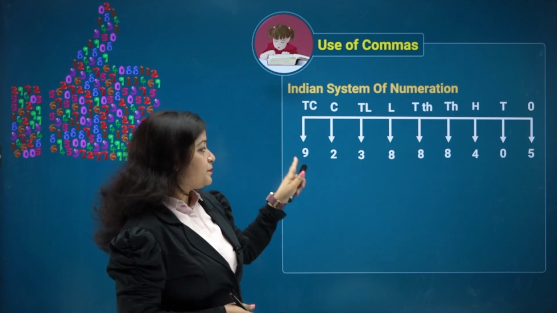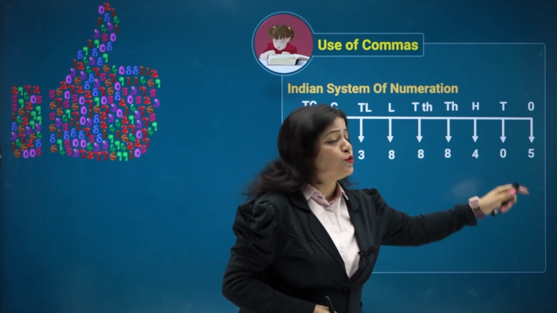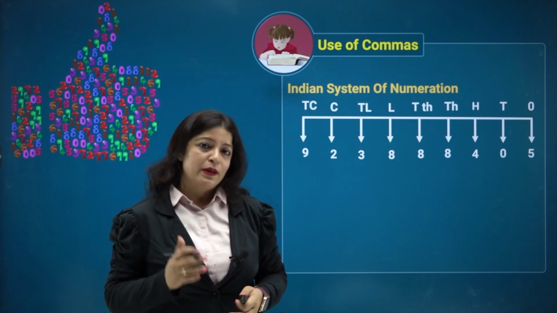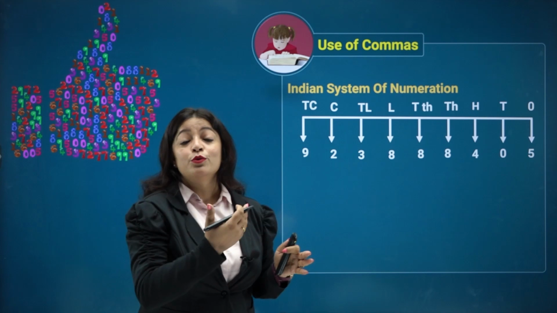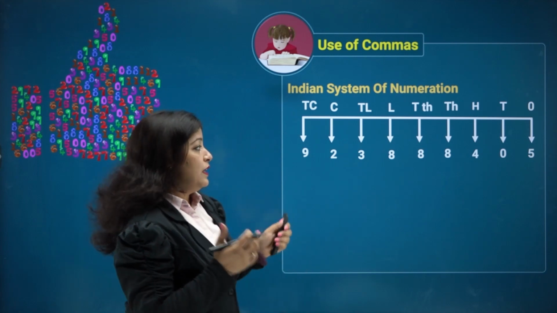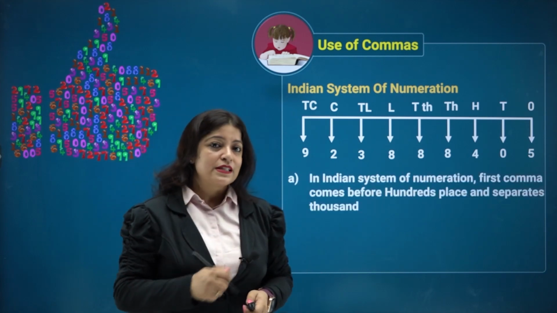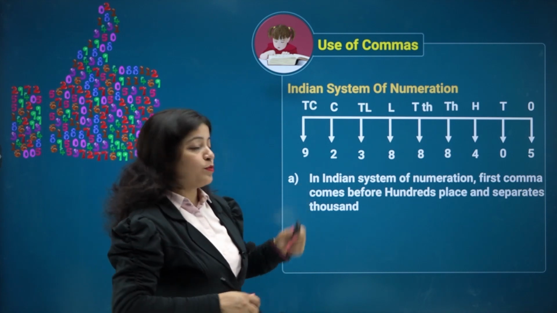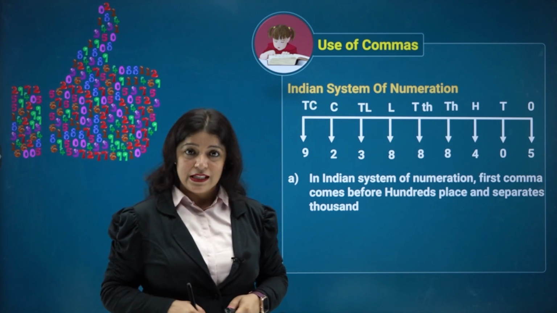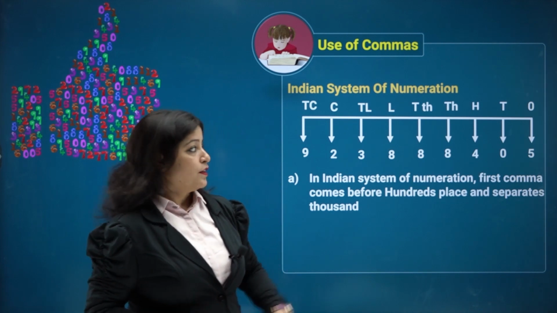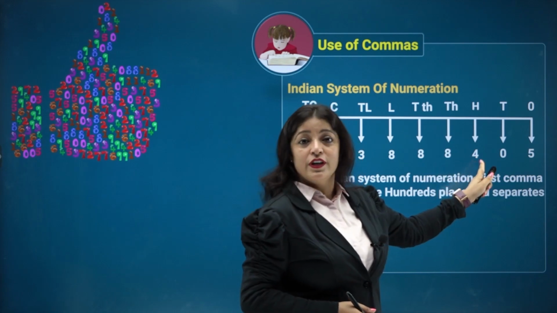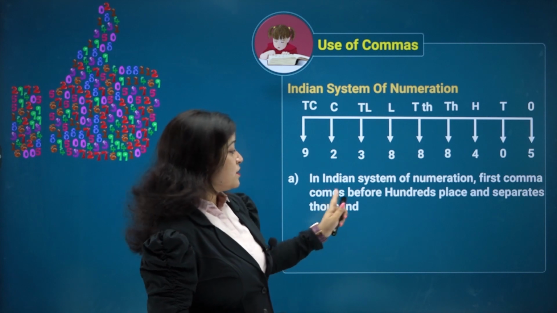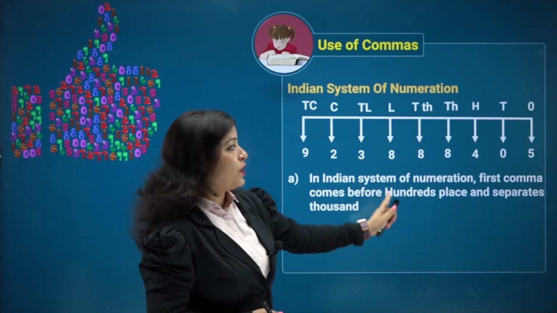So if there is a number 923888405, it becomes difficult for us, without putting commas in between, to read what number it is, right? So let us write the number and we put commas here. Now to put commas, there are certain rules to be followed. In the Indian system of numeration, the first comma is placed before the hundreds place. The hundreds place here is 4, so we put the first comma before 4.